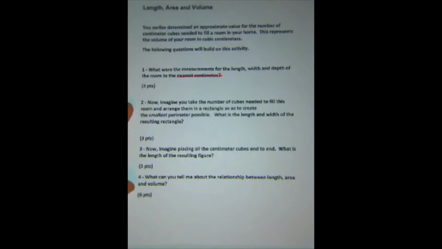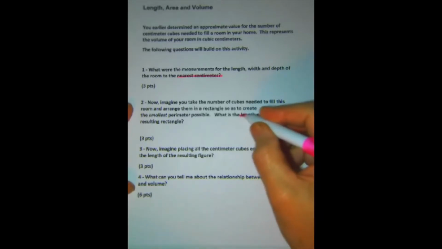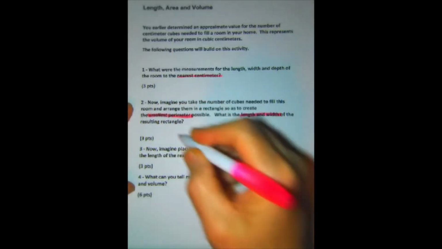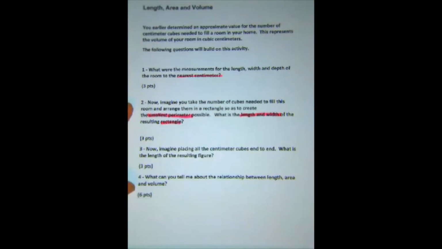And then in part 2, it asks you to find the length and width of the resulting rectangle of smallest perimeter. Okay, so we'll talk a little bit about what that means. It doesn't ask for the area, though, does it? That's a different problem. And so, again, we have to pay attention to what the question is asking for. Again, this should be fairly simple for you to correct, but I want to make sure you have a chance to check your work before I do, all right?